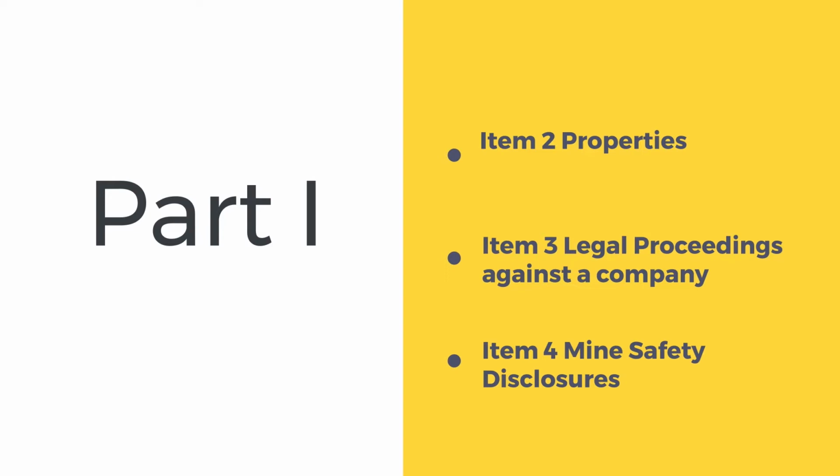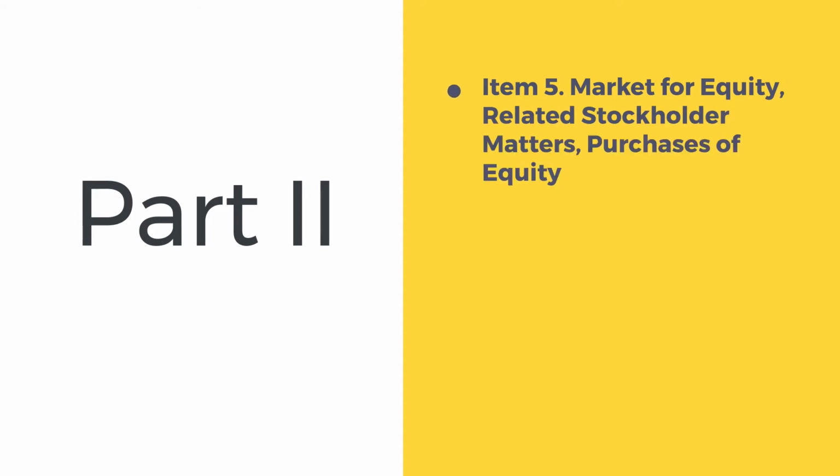In Part 2, you have Item 5, which is the market for equity-related stockholder matters and purchases of equity. And this is where you can learn about the stock price, the dividend history, and company listing details, such as the exchanges that the company is listed on, such as the NASDAQ. Item 6 is selected financial data, and this is a section where you can expect to find a snapshot of the important financial data for the most recent 5 to 10 year fiscal period.